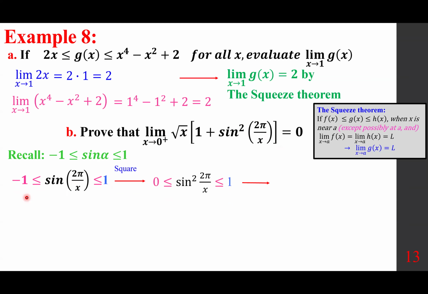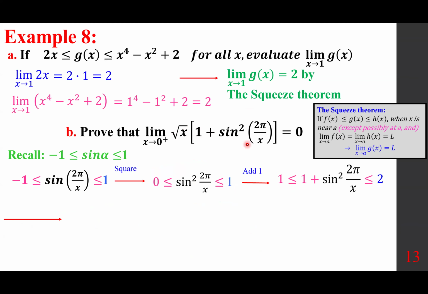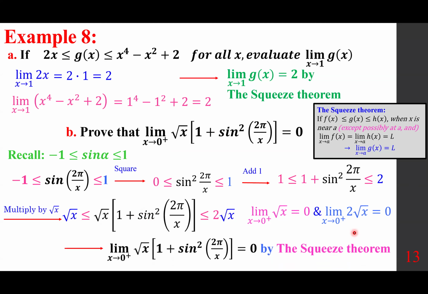We want to add a 1 because it does have 1. So now when you add 1, this becomes 1, this becomes 2. Remember, ultimately what you want to do is make it look like that. So let's multiply both sides by square root of x. As you know, if you multiply by a negative number, it flips over. However, x approaching 0 from the right is a positive value. And this looks exactly like that. Okay, so we're going to look at the left side and the right side. As you can see, both limits would be 0 by the squeeze theorem. The limit of the given function is 0 by the squeeze theorem.